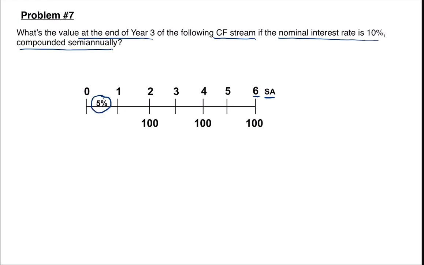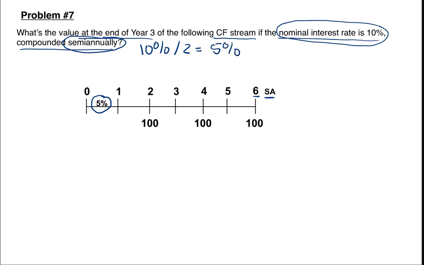Well, how did we get that? We have a nominal interest rate of 10%, and it is compounded semi-annually. So we take that 10%, divide that by 2, because it's being compounded twice a year. So each compounding period is 5%. So that's where this 5% comes from. Now we're compounding semi-annually, but our cash flow is annual. Okay, so how can we do this? There are 2 different ways that we can calculate this.